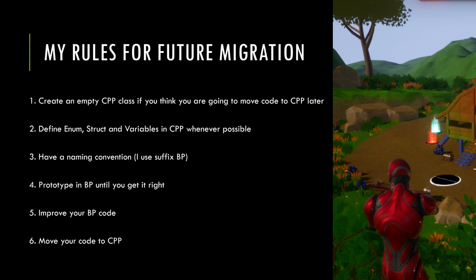You can skip some of the steps if you know you've got a function that you're going to need. Like if it's a utility function, it's easier to just create it in C++ right out of the gate. But for the most part, if you're unsure of where you're headed with a function, I would prototype it in Blueprint first, test it out, make sure it works, and then migrate it over to C++. All right.